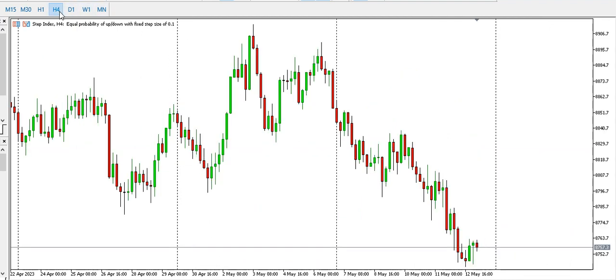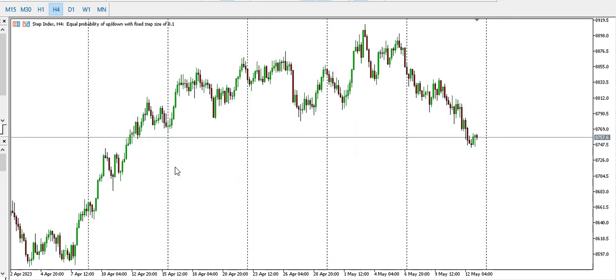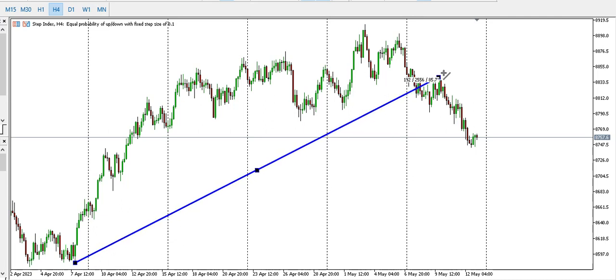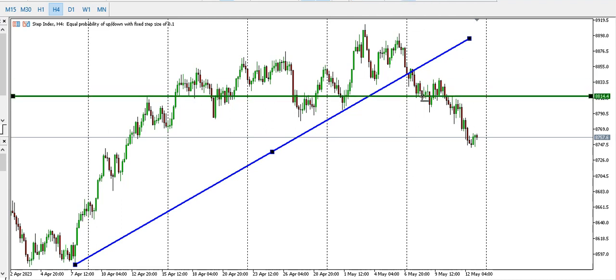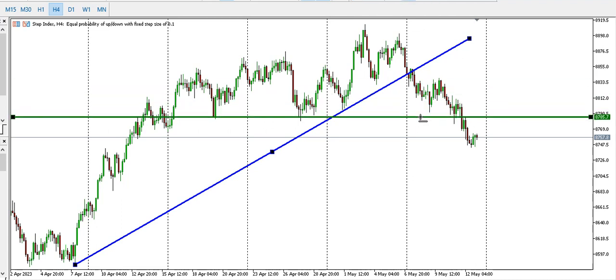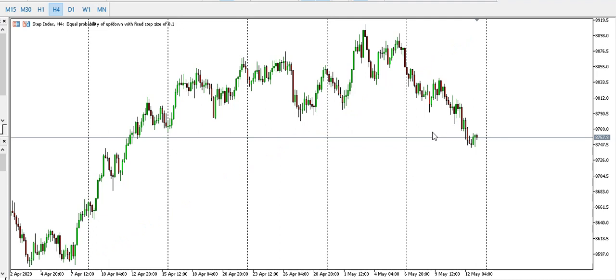Let's look at the 4 hour time frame, step index. Looking at the 4 hour time frame, you can see price was initially going up until we had a change of character, where it was confirmed that price is going down. So you might look for selling opportunities for now. It's the 4 hour time frame, might be a long time sell.